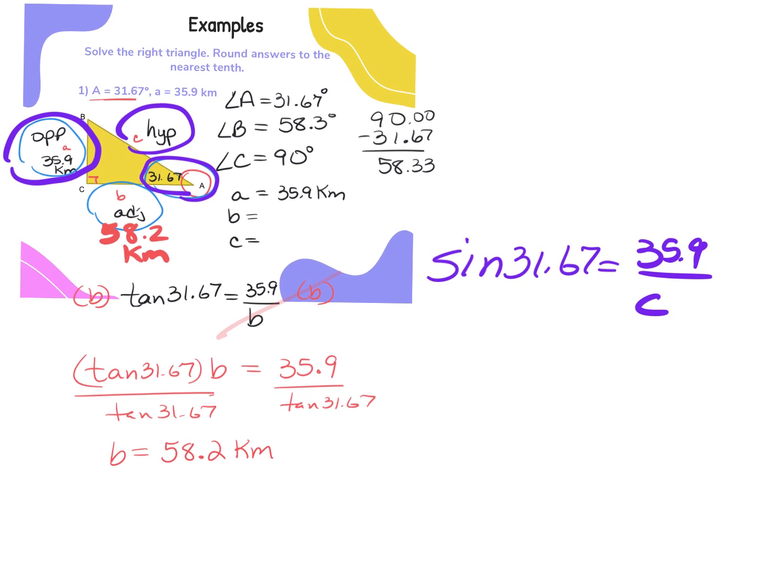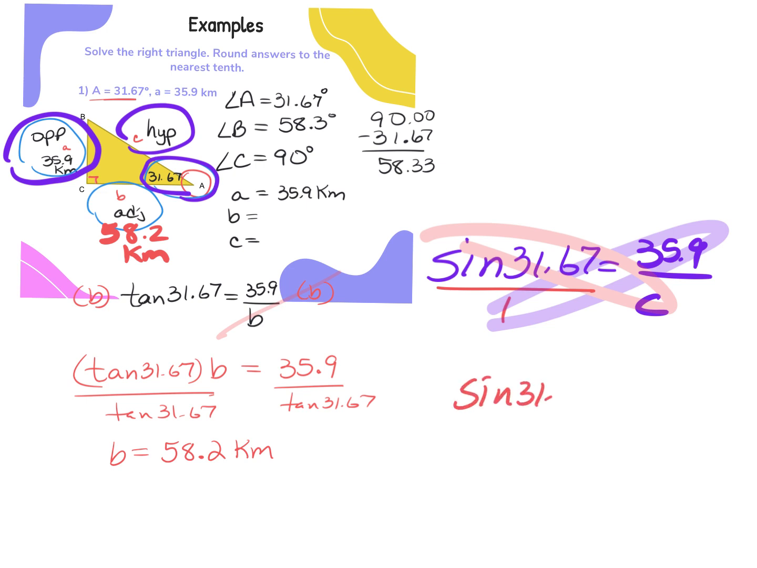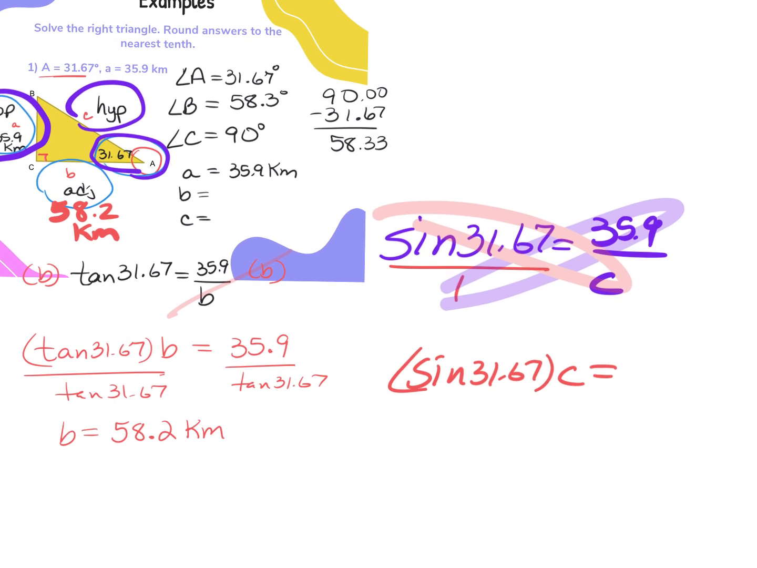is equal to opposite over hypotenuse. And now, if you want to do this as a proportion, you could add a 1 underneath here and then just do the cross products. So you could solve it this way as well, because when you do that diagonal, you get sine 31.67 times c equals 35.9 times 1. And again, you're still just dividing both sides by sine 31.67.